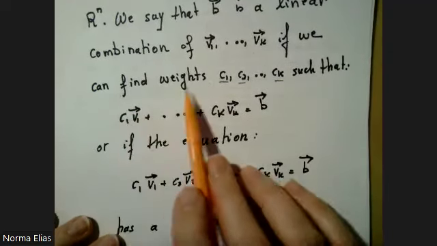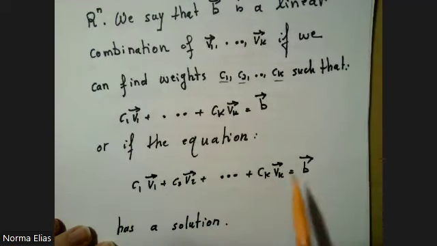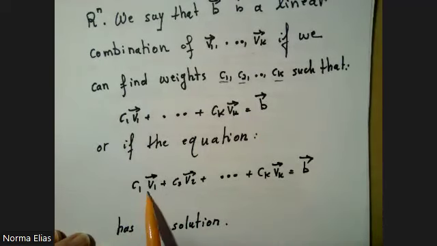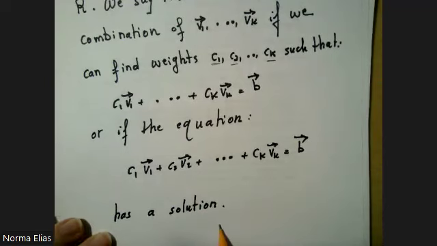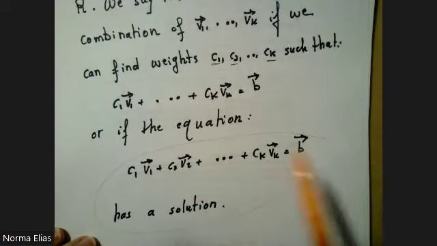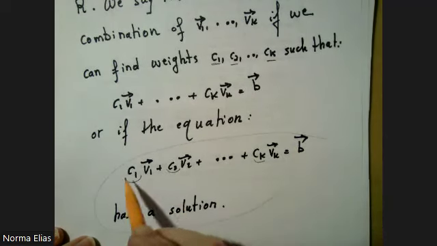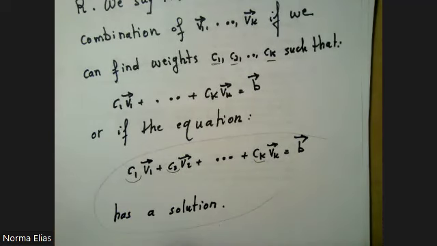So if we can find weights such that b is this, or if this equation b equals C1 v1 plus C2 v2 plus Ck vk has a solution, then b is a linear combination if I can find those weights C1, C2 through Ck, such that b could be obtained in this format. So that's what it means for b to be a linear combination.